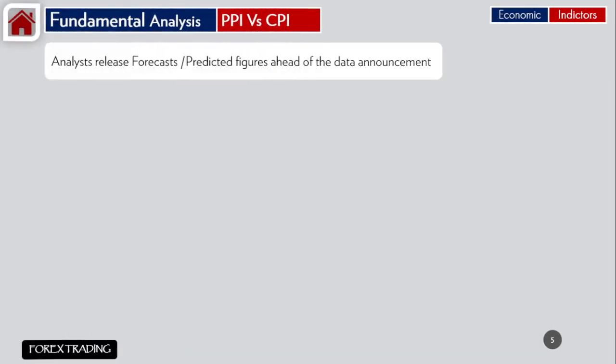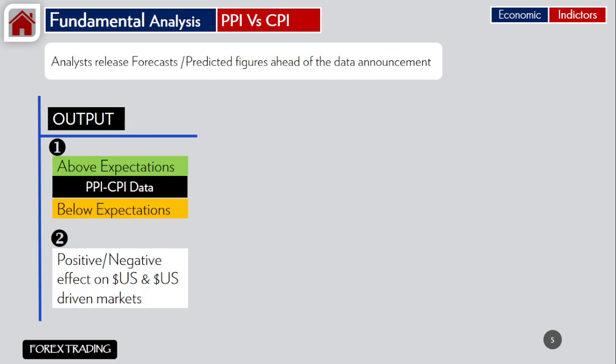Fair enough. So when there is a data release of PPI and CPI, analysts are looking at the forecast and predicted figures ahead of the data announcement. When we have the data release, what is the possible output? PPI and CPI data both can have either above expectations or below expectations data release. In either case, there could be a negative or positive effect on the US dollar or US dollar driven markets.